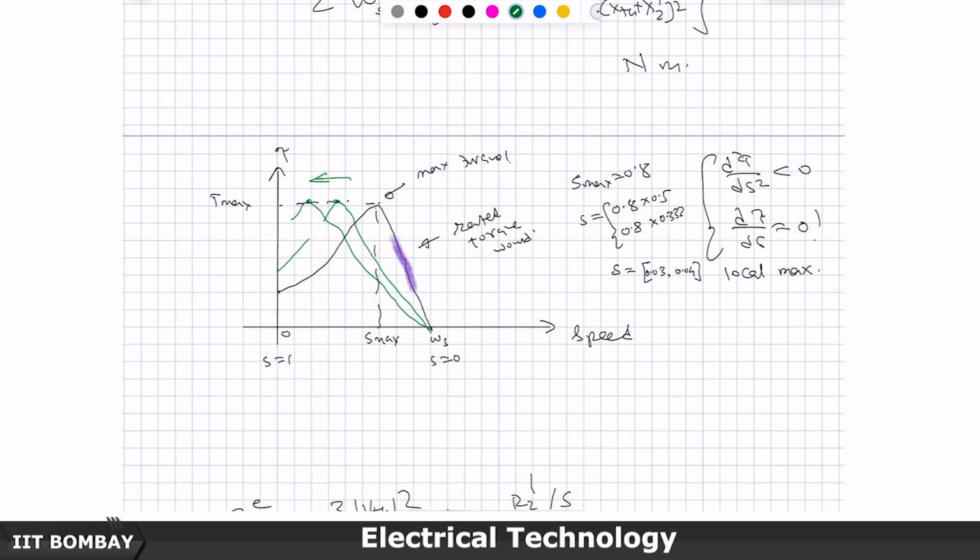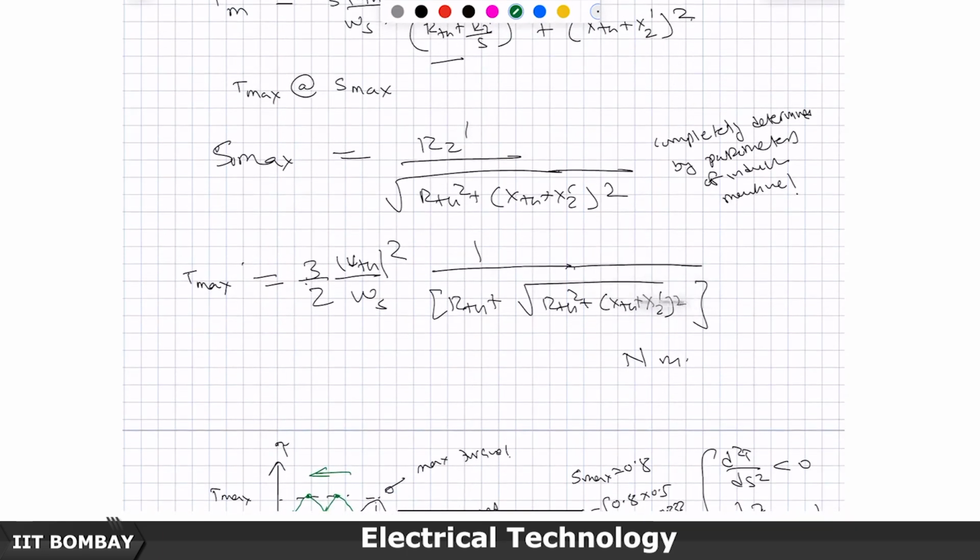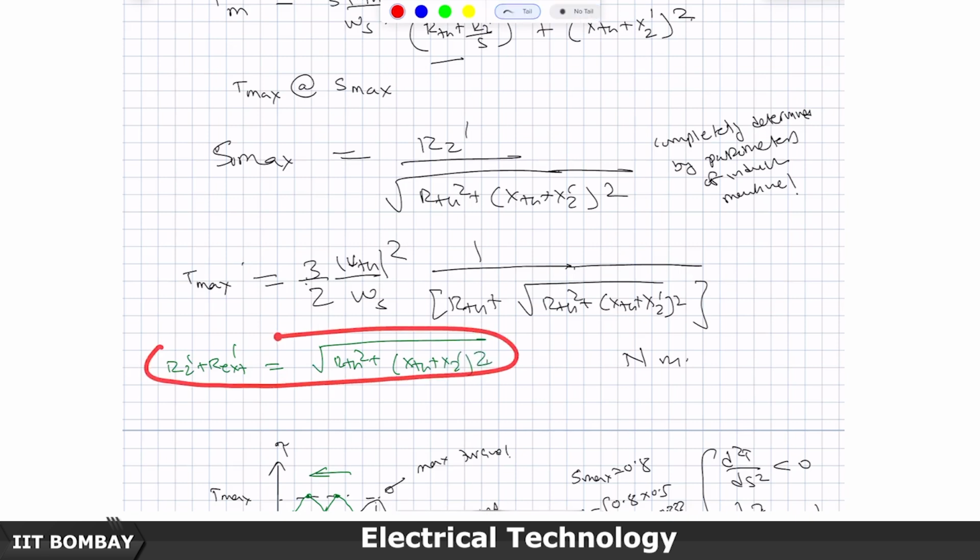So, as I increase the resistance, the starting torque will increase, and if I set this R 2 dash plus R external dash to be equal to the square root of R Thevenin square plus X Thevenin plus x 2 dash square, if I set it to this value, what will be S max?